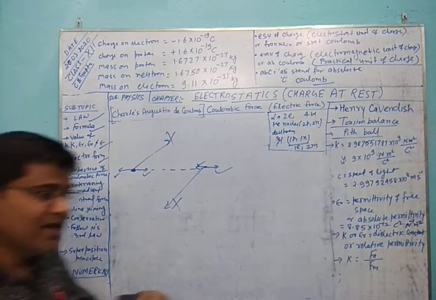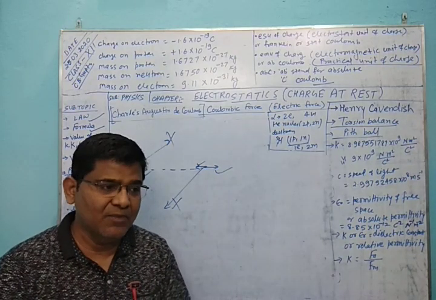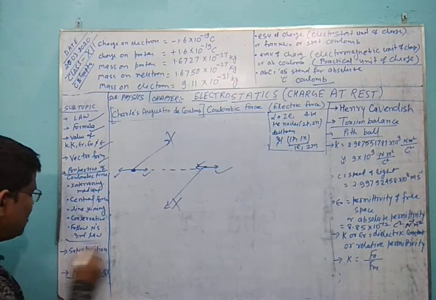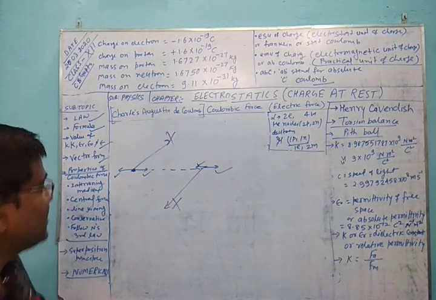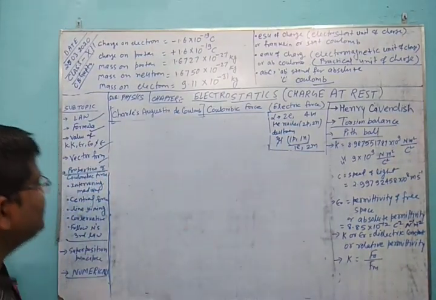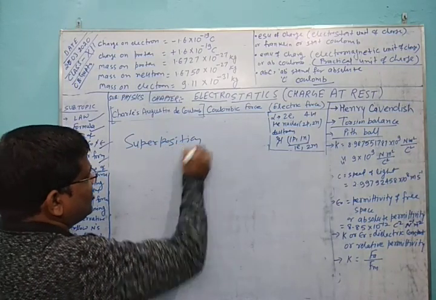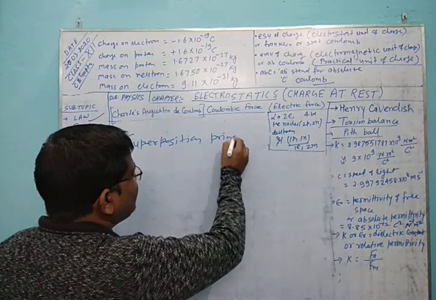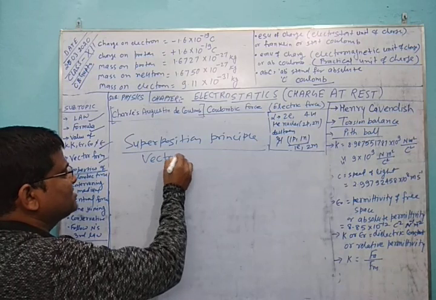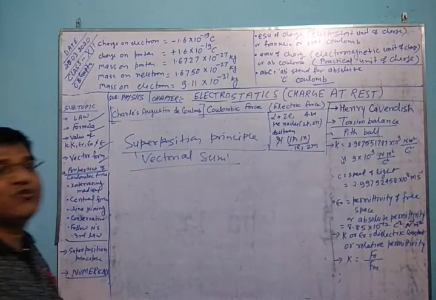Conservative force. As you know, a conservative force is a force in which the line integral is zero, or it is path independent. And Newton's third law is discussed here. Now, this is the completion of the topic of Coulombic force, but one more thing is the superposition principle. Superposition is very important. Principle means nothing, it is a vectorial sum. That is the only thing.